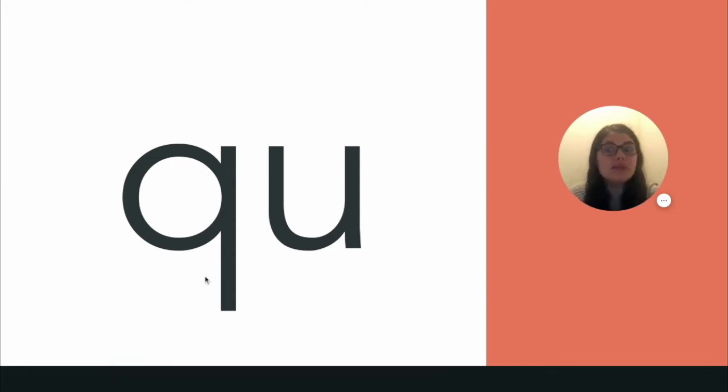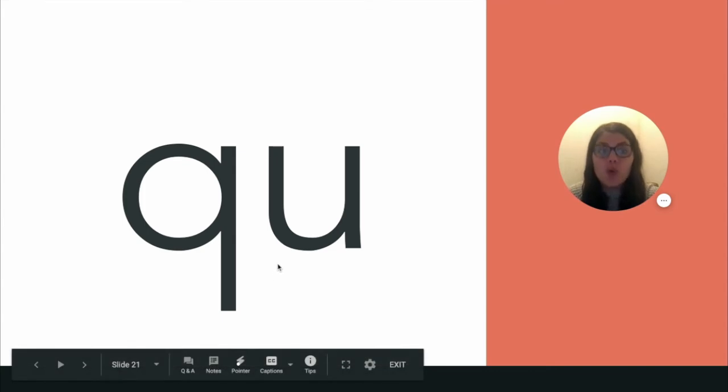Keeble Cubs, sometimes we mistake this letter right here for a P because it looks a lot like it, but it's facing the other way. So we have to remember when we see this, that it's the Q. And together, the Q and U create the sound qu. Good job, friends.